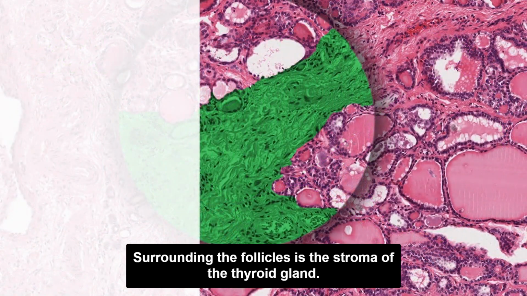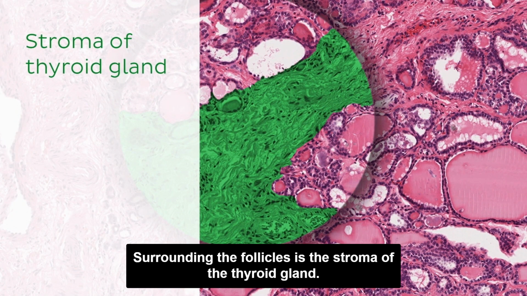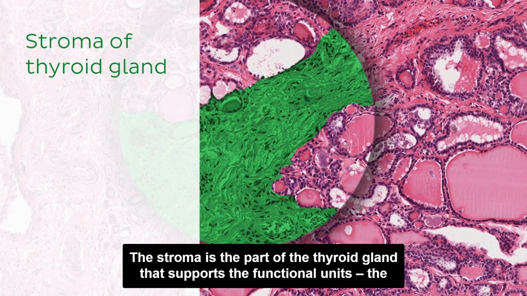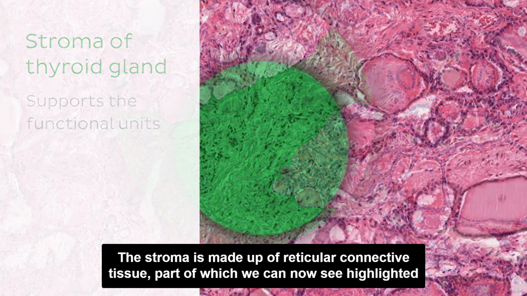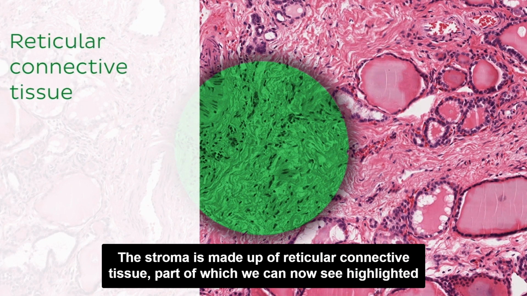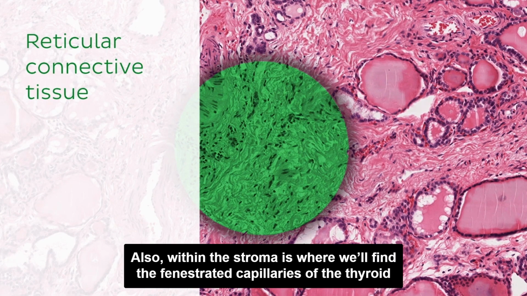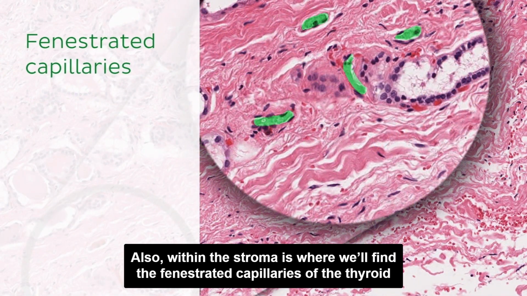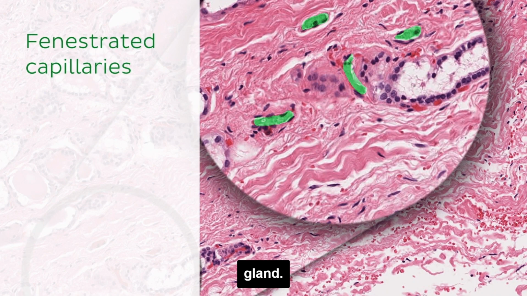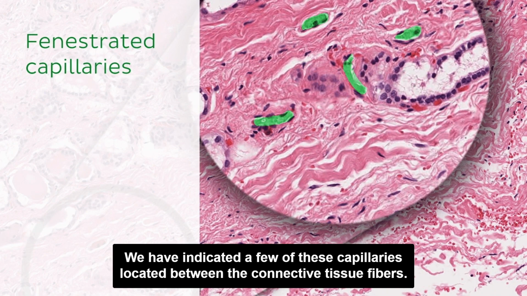Surrounding the follicles is the stroma of the thyroid gland. The stroma is the part of the thyroid gland that supports the functional units, the follicles. The stroma is made up of reticular connective tissue, part of which we can now see highlighted in green. Also within the stroma is where we'll find the fenestrated capillaries of the thyroid gland. We have indicated a few of these capillaries located between the connective tissue fibres.